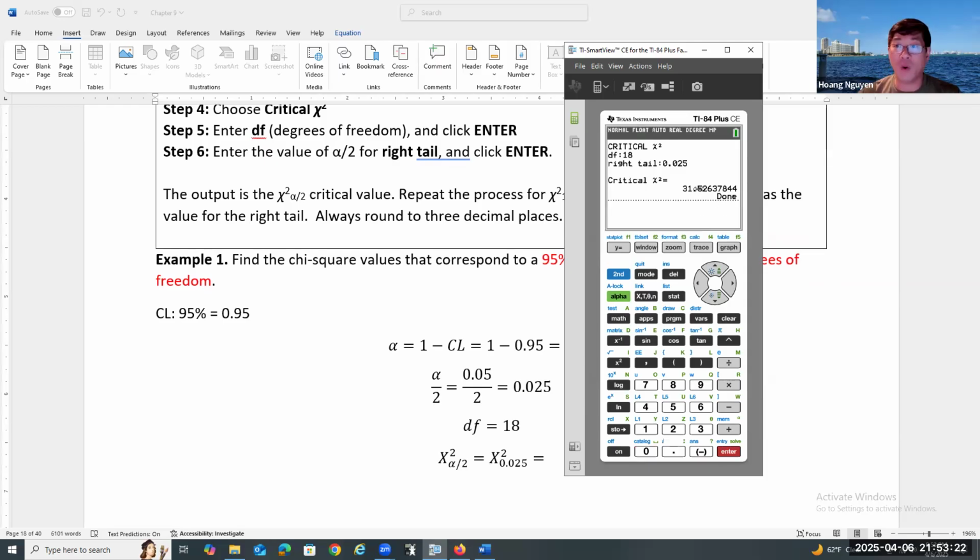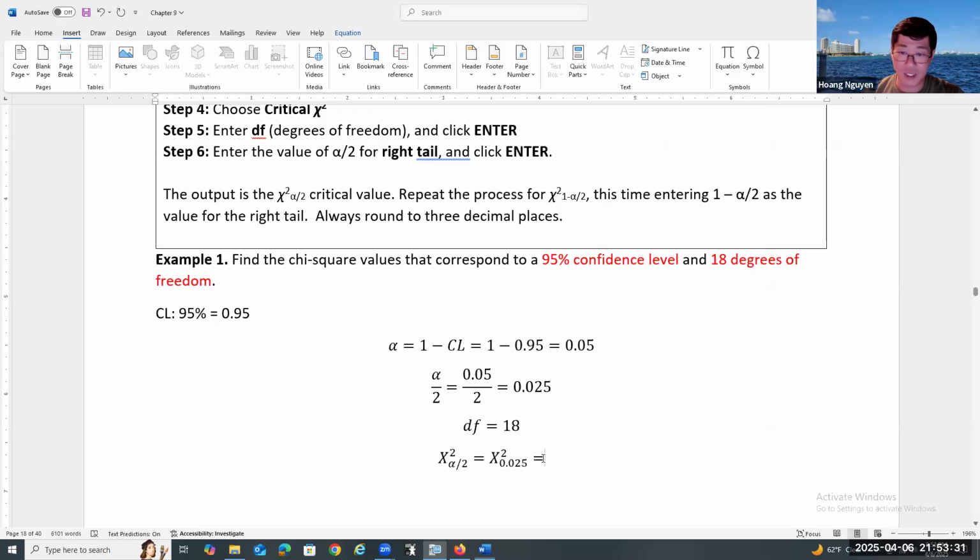We have 31.5263. This is the first critical value, the chi-square of alpha over 2, 31.5263. Okay, so that's going to be the first critical value.